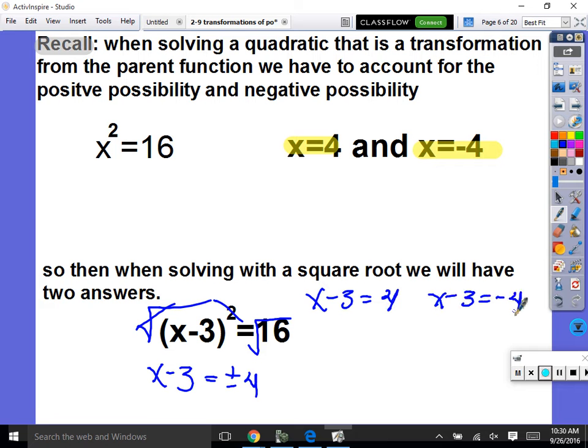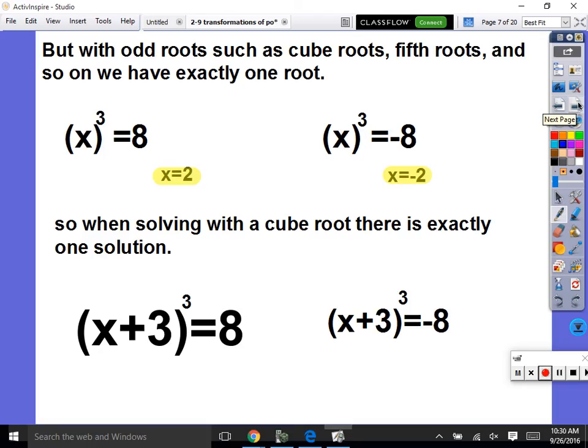Okay, but with odd roots, such as cube roots, fifth roots, and so on, we'll have only exactly 1 root. And I noticed a lot of people kind of got that confused on the test. What cubed equals 8? 2. Now, negative 2 cubed does not equal 8. So do you guys see how this will not have 2 solutions? Something cubed will only have 1 solution, 2. So if I said to you what cubed equals negative 8, it would just be negative 2. Do you all understand that negative 2 times negative 2 times negative 2 is negative 8?